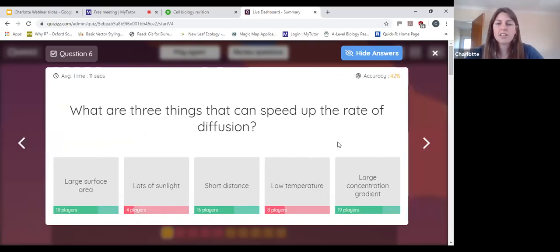Okay. 3 things that can speed up the rate of diffusion. Large surface area, short diffusion distance, and a large concentration gradient. We talked about this a lot. You might be quite sick of this. You don't need lots of sunlight to increase the rate of diffusion. Sometimes that helps because sunlight raises the temperature, but it doesn't do it directly. And a low temperature doesn't help either. So if temperature is raised slightly, then the molecules move a bit faster, because if you remember, diffusion is the passive movement of particles that are always moving anyway. So heat increases that energy.